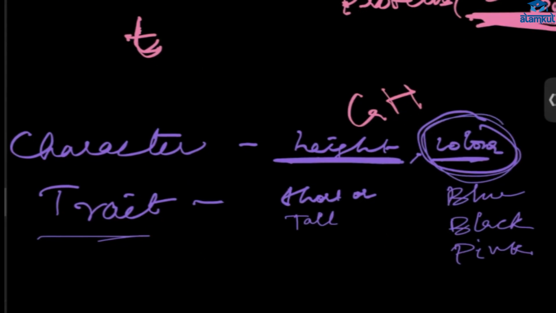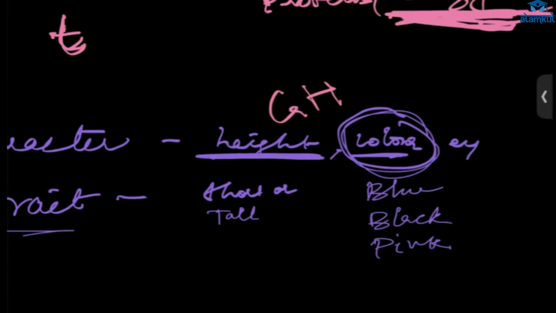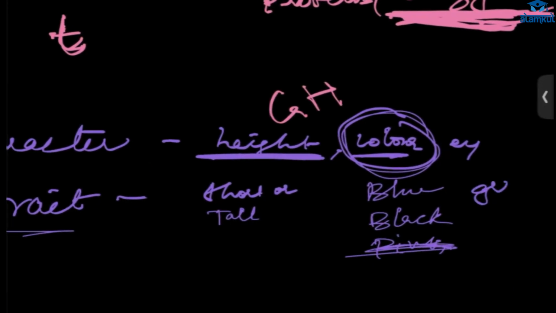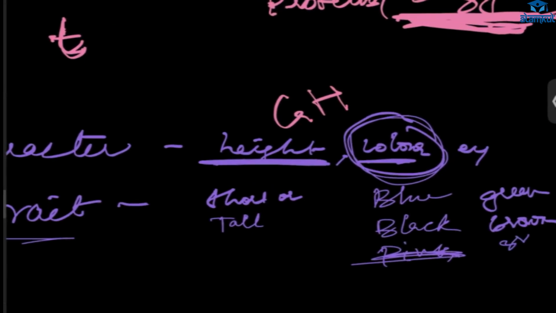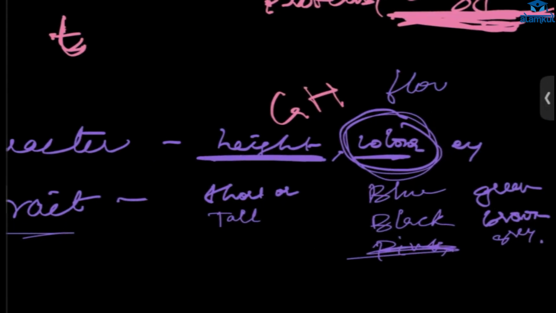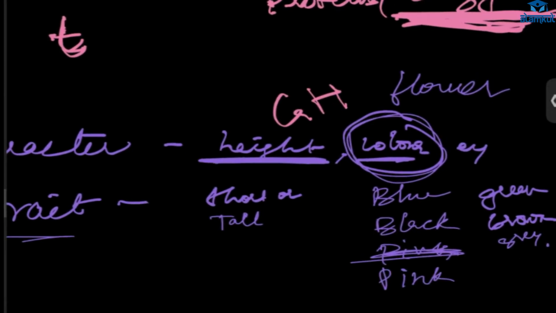Character is color. Now, if you take eye color, you can say pink is not possible. Blue, black is possible. Green is possible. Brown, silver is possible. Silver, gray, that is the same thing. It looks silver. And if it is flower color, then the trait will be different. Pink will be possible. Yes.